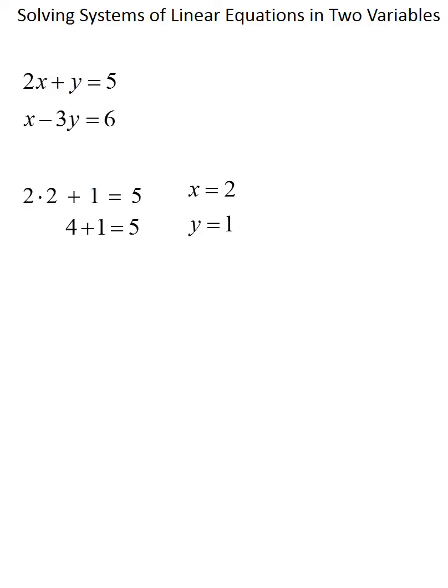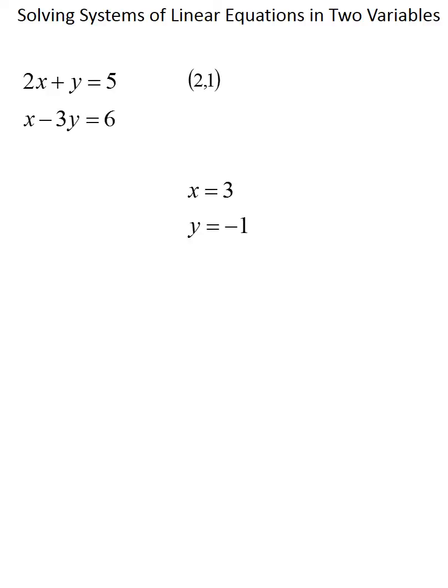A little arithmetic here will show that it is true, because as we know, 4 plus 1 is 5. Now, when that happens, we say that the ordered pair (2, 1) satisfies the top equation. An ordered pair, by the way, is just two parentheses and a comma with an x value first and a y value second. But (2, 1) is not the only ordered pair that satisfies this top equation.